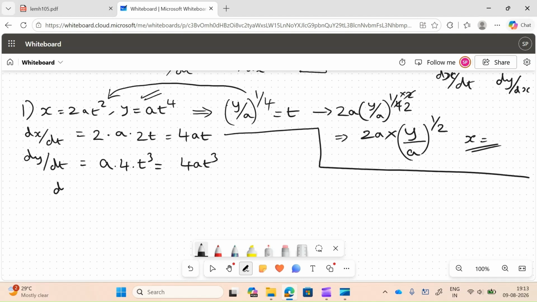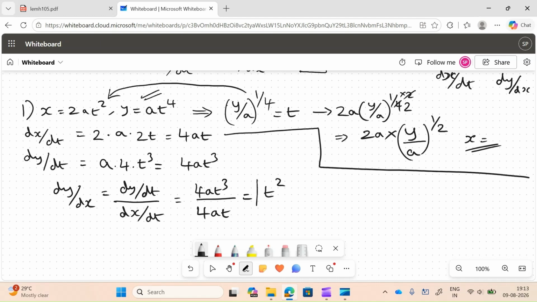Now dy by dx is nothing but, I told you the formula here, right? I'll write it once here. You first differentiate y with respect to t and then divide that by the differentiation of x with respect to t. So this will give you 4at cubed divided by 4at. Since this is the first question, I'm solving this very slowly. This will give you t squared. If you want, you can represent this in terms of x also. From this, t squared is x by 2a, so it can be written as x by 2a.